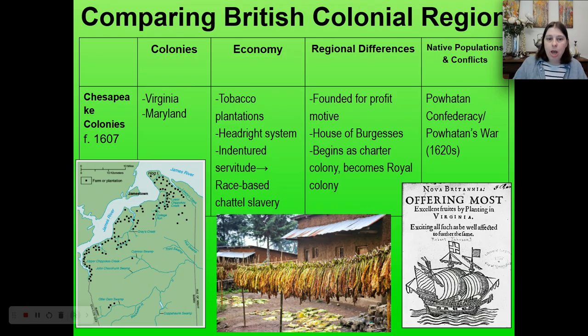Of course, tobacco production also creates a perceived need for a cheap and easily controlled labor source, because tobacco is very labor intensive. This is going to fuel the development of two different exploited labor systems over the course of the 1600s.